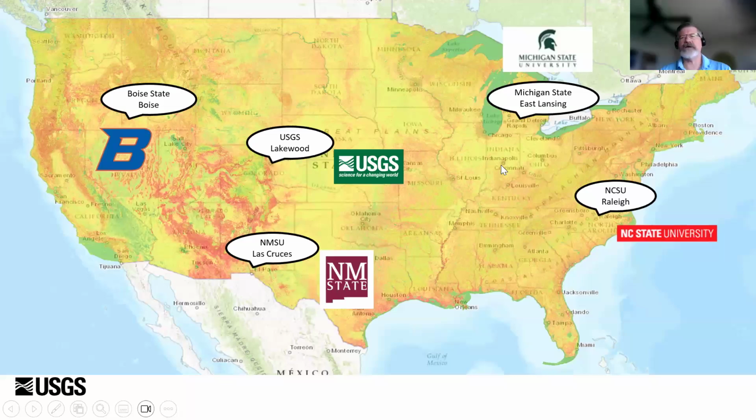So just to give you an idea of the locations, we have a lot of universities that we work with. The main USGS office is out of Lakewood, Colorado. New Mexico State is down in Las Cruces, New Mexico. We are working with Boise State, Michigan State, as well as North Carolina State. So we do contracts with them. Effectively, what I did is I moved from the contract at New Mexico State into working more directly with USGS.